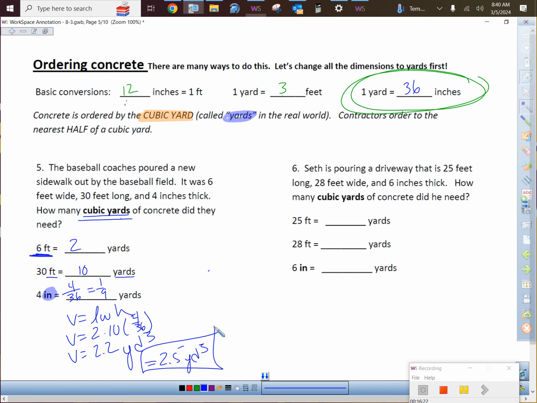Seth's pouring a driveway. That's bigger than a sidewalk. We should get more concrete out of this.